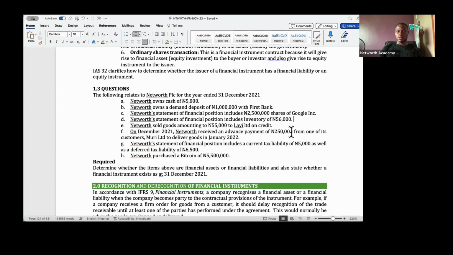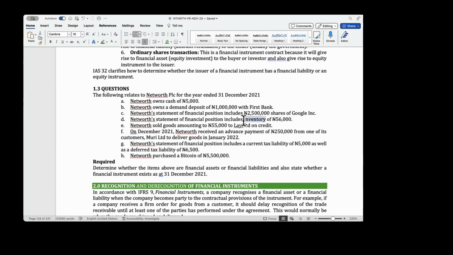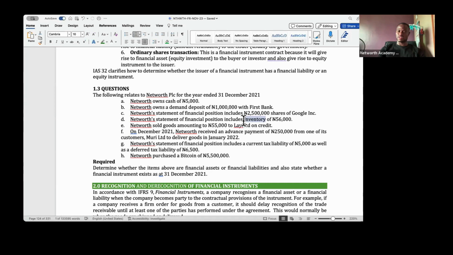So yes, there is no financial asset, but out of curiosity again, you're correct. Inventory is not a financial asset, and there is no other party, so there is no financial instrument contract here. But how do you then classify this? What type of asset is this?